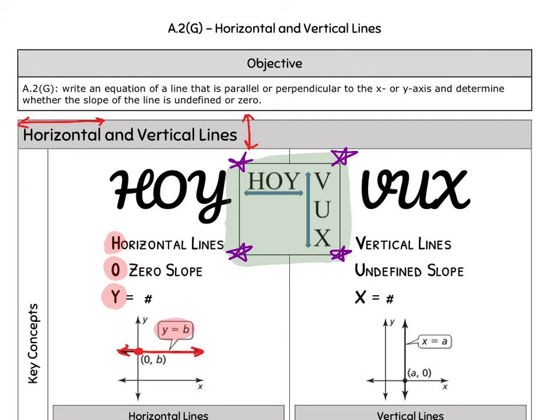VUX, on the other hand, stands for vertical lines. They have an undefined slope, and their equations are x equals some number. They cross the x-axis. Here's what a vertical line looks like, which y'all have already shown me. It has an equation, x equal to some number. It has an undefined slope, because I'd have to climb it. I can't walk across it. So HOY and VUX are everything that I need to know about horizontal and vertical lines.